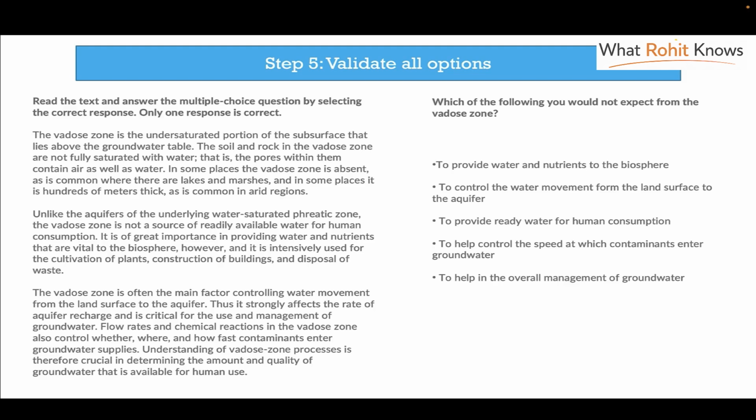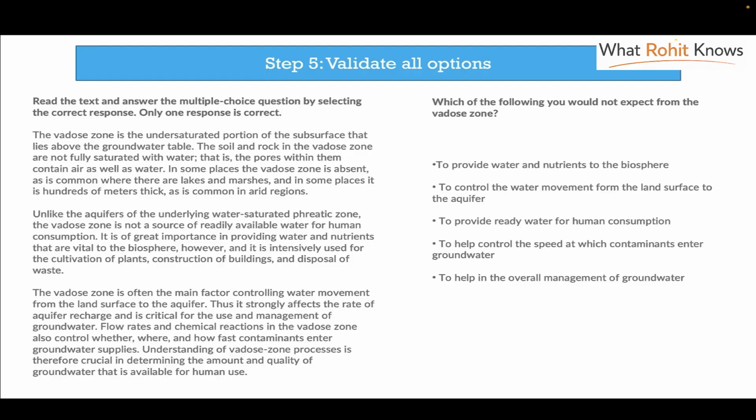Human use or human consumption is the same. And as I said earlier, don't try to match just the words. Sometimes it will be something similar in meaning, maybe a different word, but with a similar meaning. The way the option is written, you would expect the Vadose zone to provide ready water for human consumption. But all that the last sentence says is that it is crucial in determining how much water is available and the quality of groundwater that is available. So it doesn't say with certainty that the Vadose zone will always provide ready water for human consumption. So this option is not correct, and that is something you would not expect from the Vadose zone.